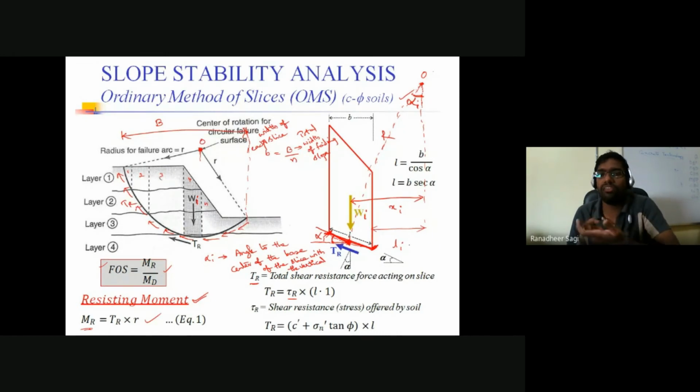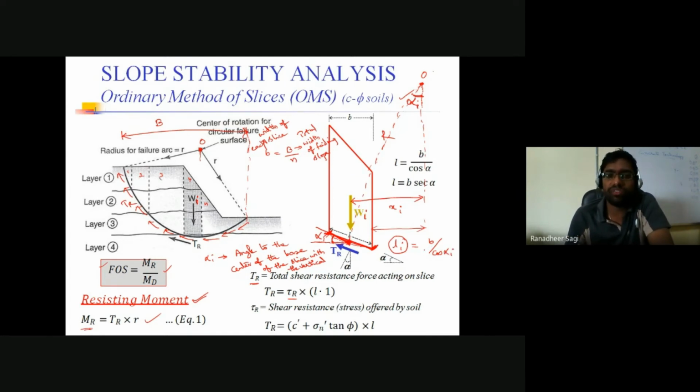Once the L value is known, the area on which that particular stress was acting is nothing but Li, the length of the base of the failure surface that you are representing, into 1 unit width in this direction perpendicular to the screen. So if I want to calculate my Li value, what I am going to write down is Li equals B by cos alpha i. How can I write down Li is equal to B by cos alpha i?